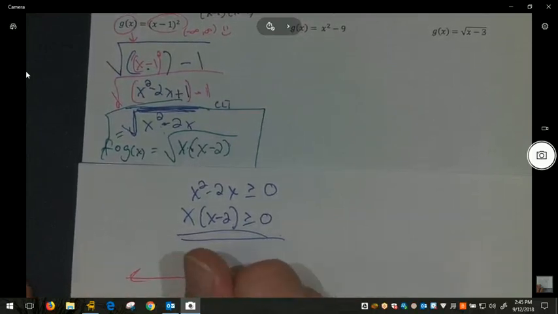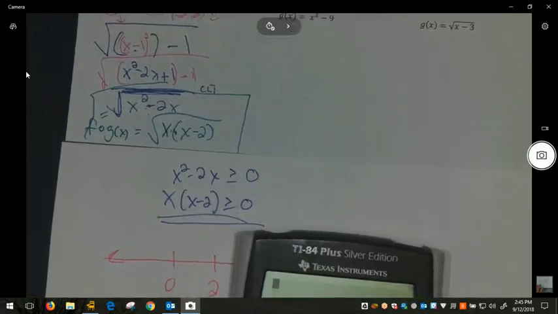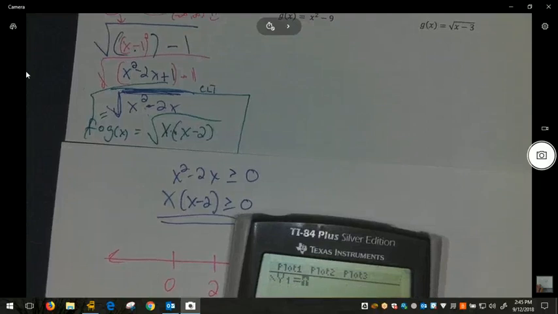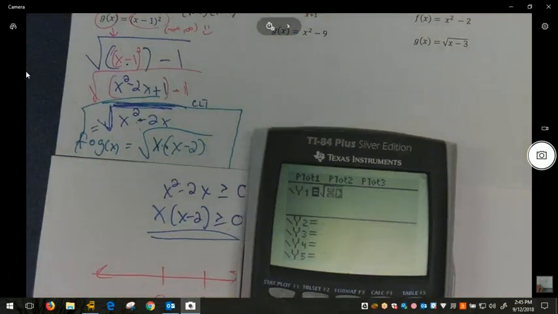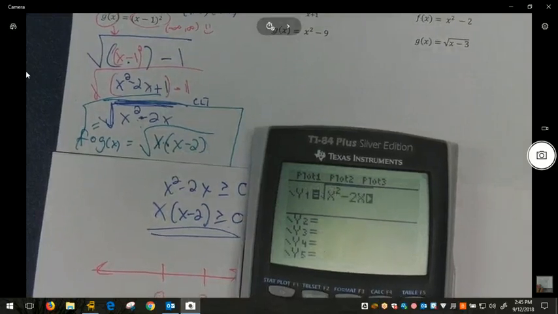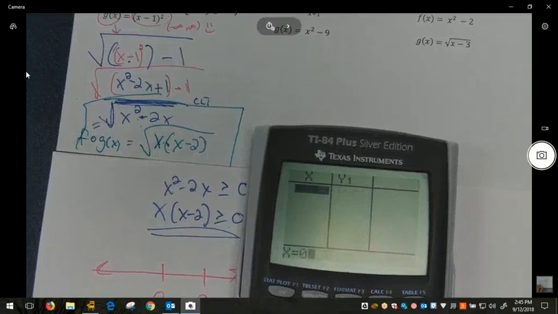So I have 0 and I have 2, and I'm going to plug in this function, the square root of x squared minus 2x. And I'm going to go to my table, and I'm going to plug in, we already know 0 and 2 will give us the 0 because they work. The question is, what happens to the left? To the left of 0, I'm getting actual outputs.